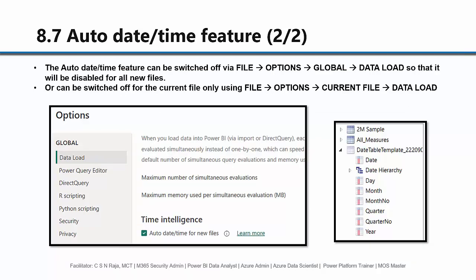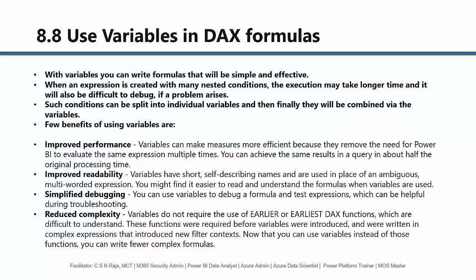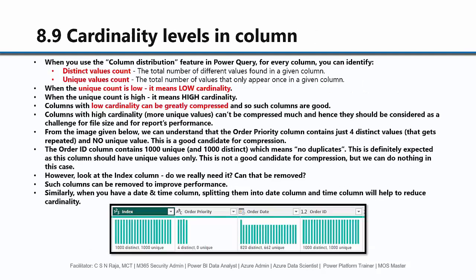need that. It is preferable that in a larger data model, you switch off the time intelligence, create your own date table, and make use of that hierarchy. Using variables in DAX formulas will certainly improve the performance, which we had seen in many previous discussions also. Cardinality levels in columns is another area where you can improve performance.